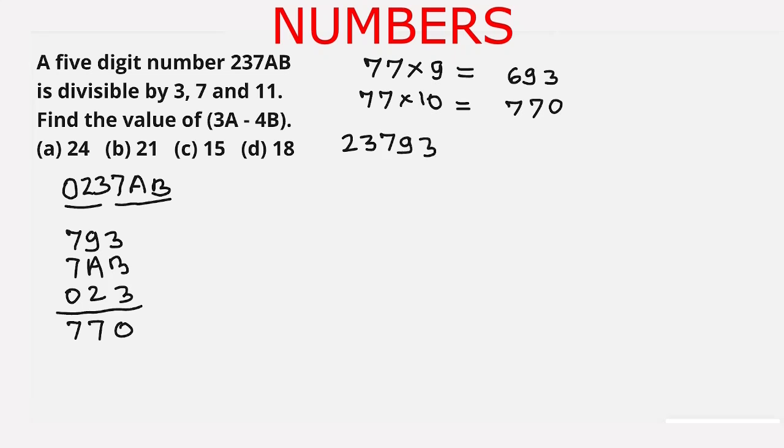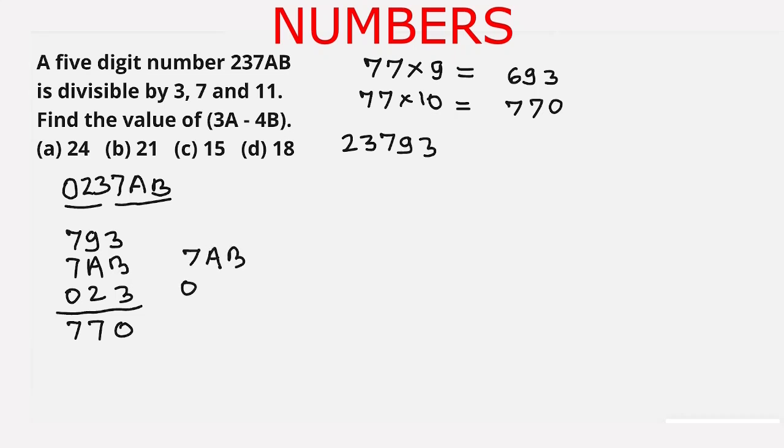23793. Now we'll check whether this number is divisible by 3, and we take the sum of the digits. 2 plus 3 is 5, plus 7 is 12, plus 9 is 21, plus 3 is 24. So this number is divisible by 3, as 24 is divisible by 3. We also check the other number, 693.